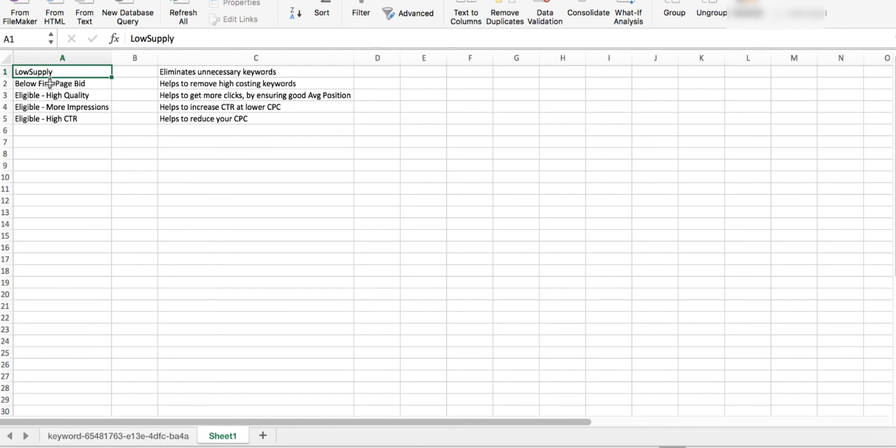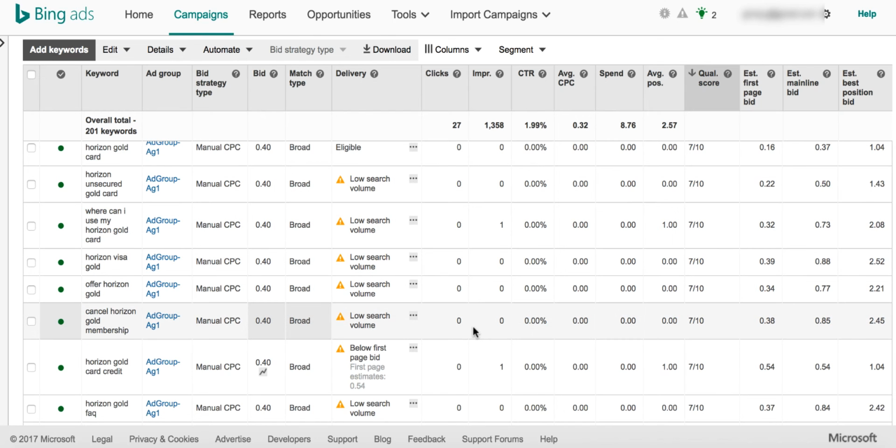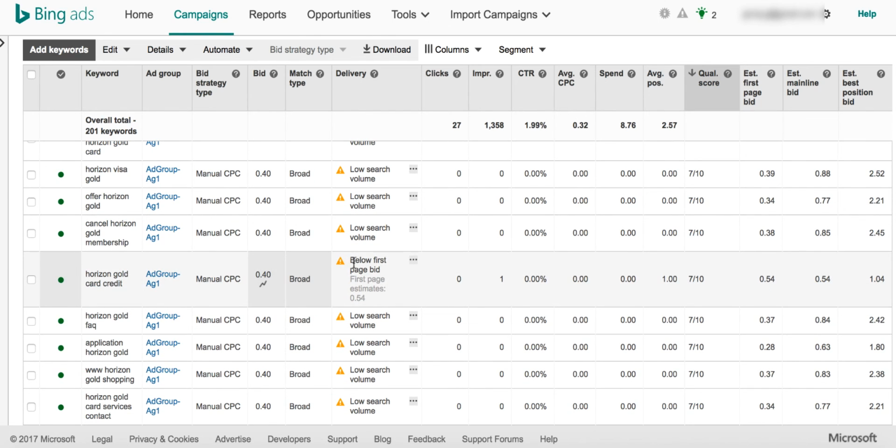That's one thing. And there is another category which Bing has given me here, saying below first page bid. So here we are actually targeting broad. So you guys need to understand this one also. The match type is giving broad. So Bing is trying to give me all the possible combinations which are broadly categorized for this particular keyword.